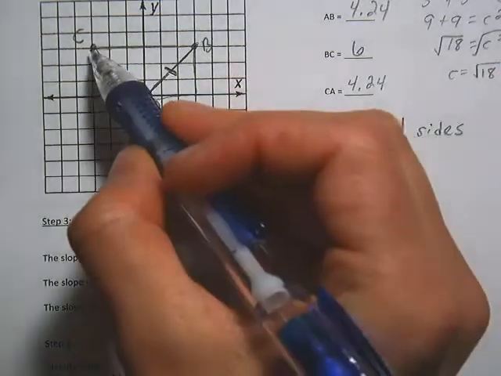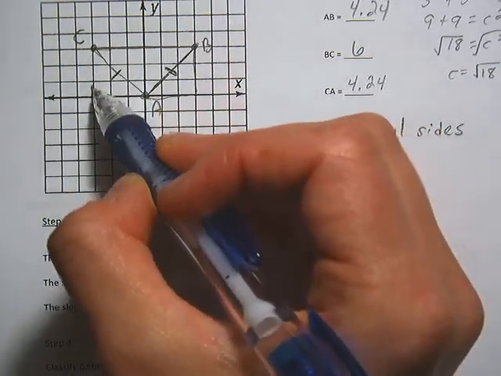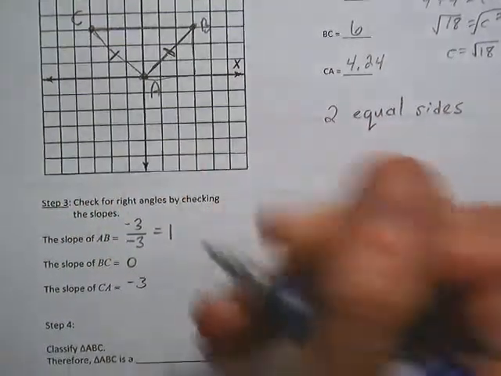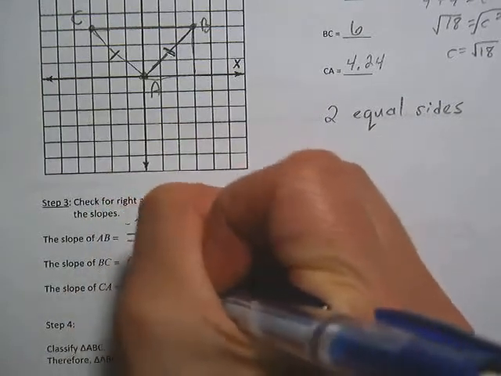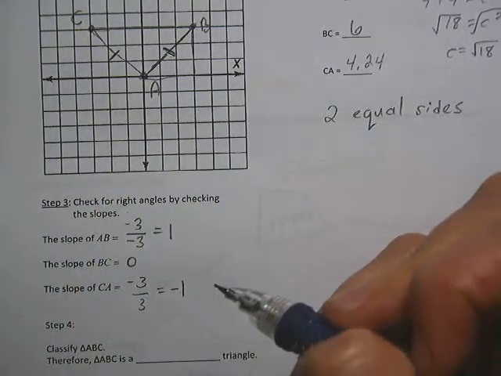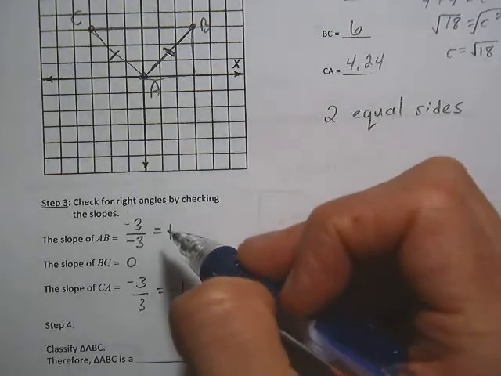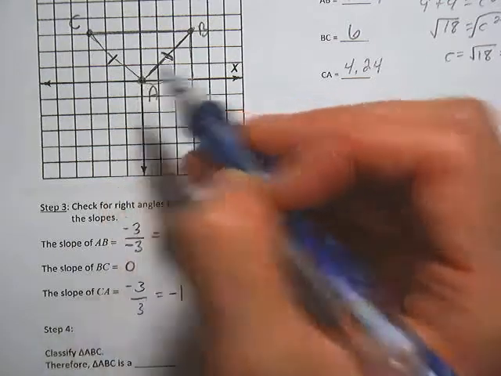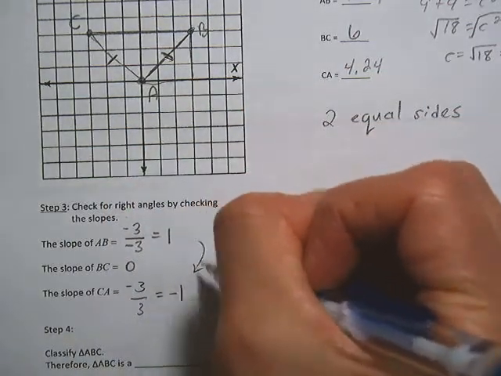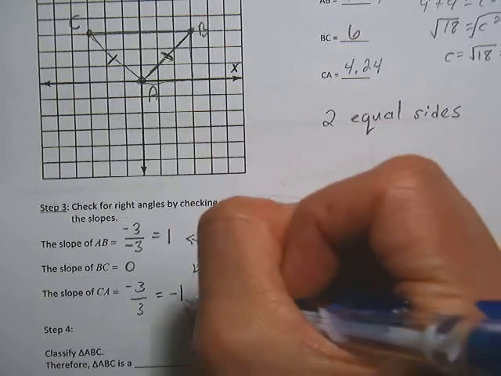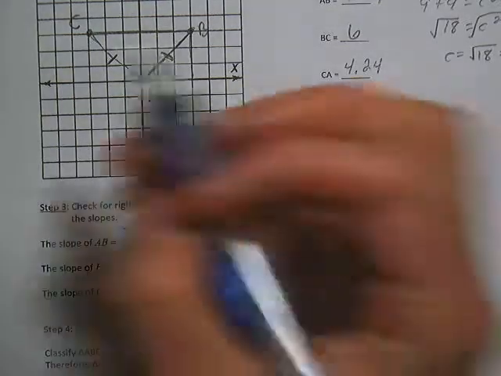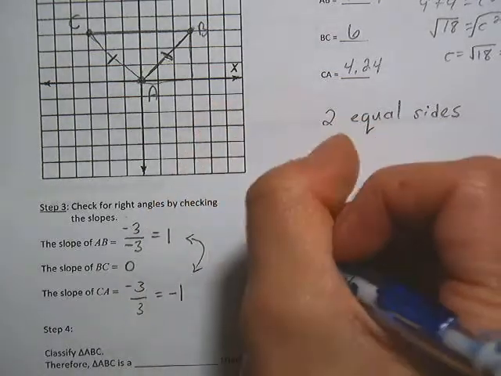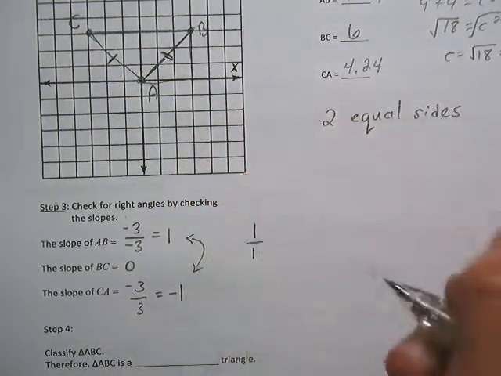And then CA, to go from here to here, I have to go down 3 and right 3. So down 3 would be a negative 3. And then right 3 would be a positive 3. So that ends up being negative 1. Okay. So the two that I was wanting to check was AB and CA. Where those two come together, what kind of angle is this? So I'm going to look at those two slopes. I'm going to ask myself, are they negative reciprocals? Because remember, that would mean that they have to be perpendicular to have a 90-degree angle right there. So I'm going to take 1. I'm going to write it as a fraction.